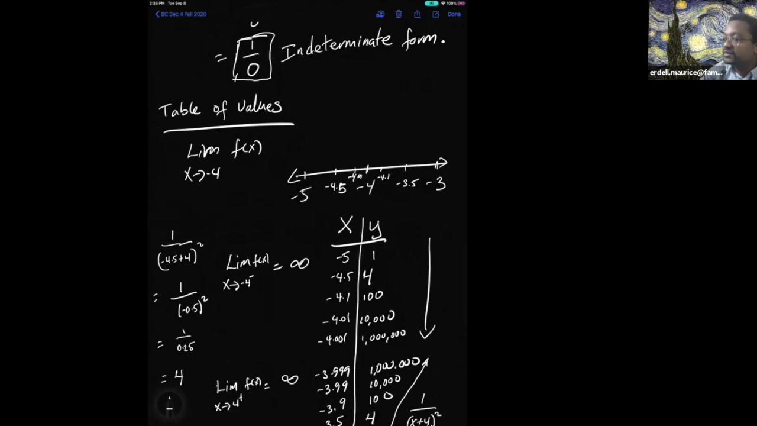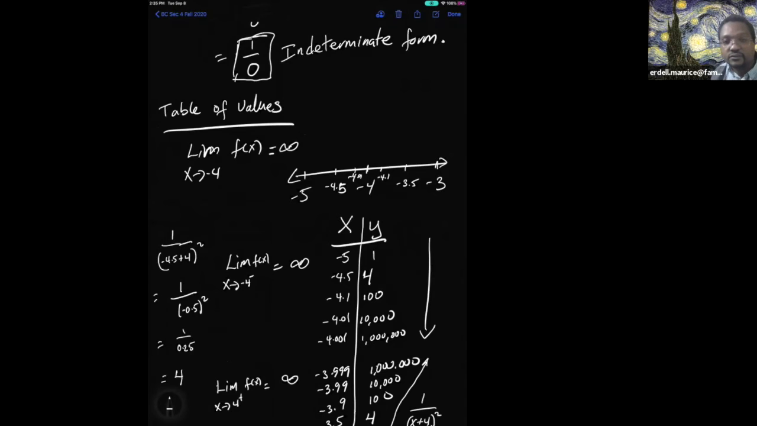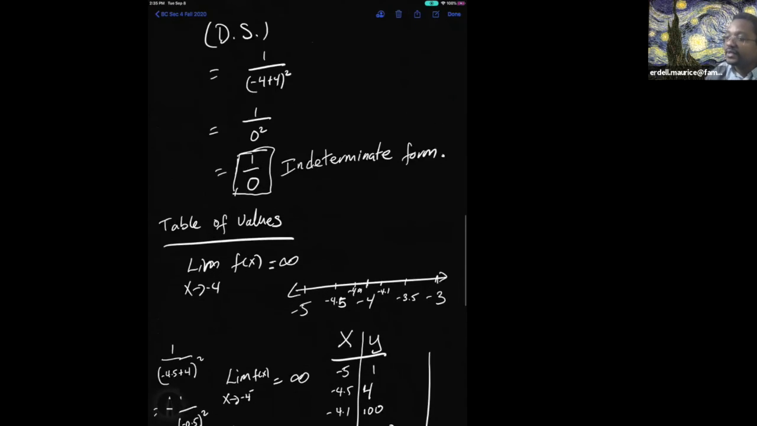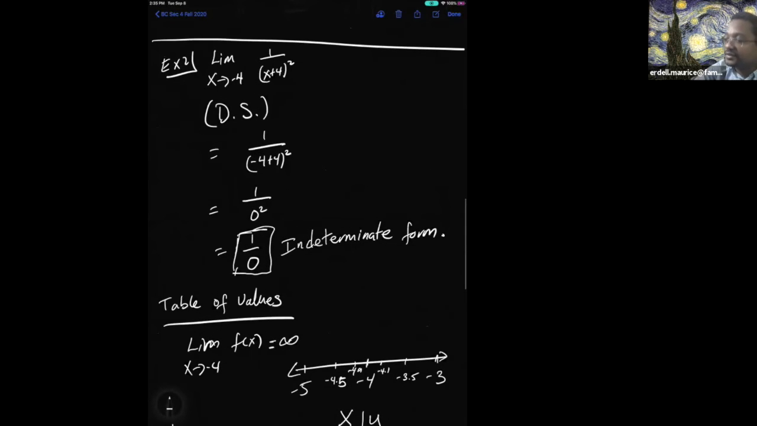So then what's the answer to the problem? What's this limit going to be? Infinity. Okay, so although when I did direct substitution, I got 1 over 0, the limit actually is infinity.